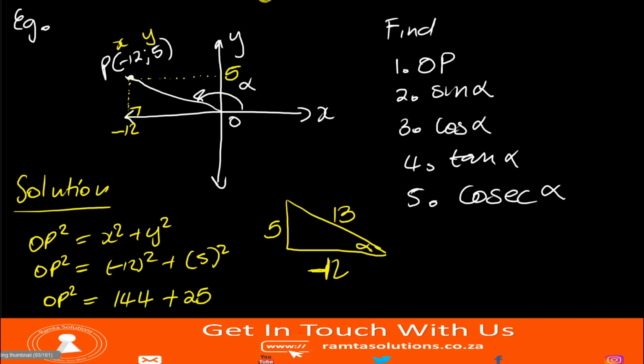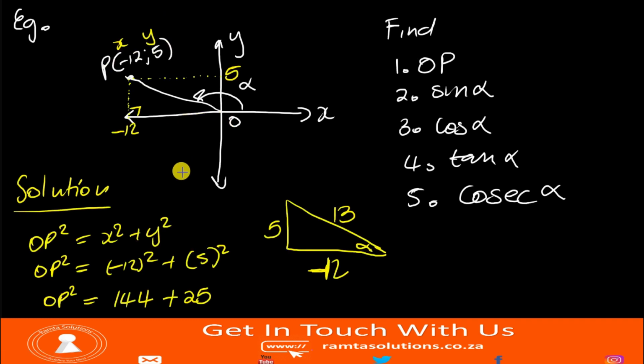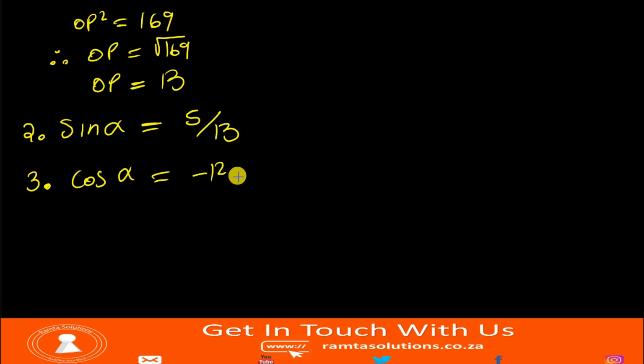Number 3, we are looking for cos alpha. Cosine is adjacent over hypotenuse. What is the adjacent? Yes, it's 12 units, but this is negative 12 because it's in the second quadrant. So it's negative 12. What is the hypotenuse? We said 13. I'm going to explain why we got this shortly after doing number 4.